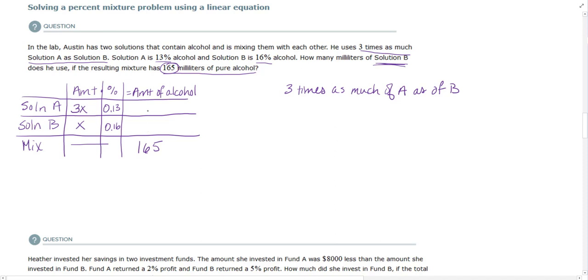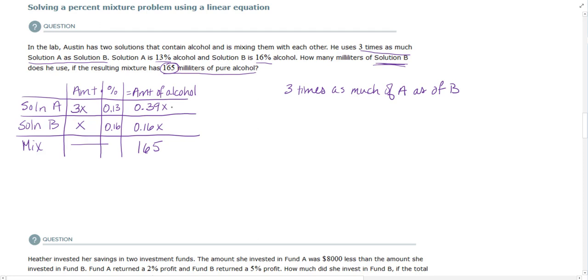So then to fill in these other 2 boxes so that I can create my equation, I am just going to multiply across. So I'm going to multiply 3x times 0.13. And if you're comfortable with it, you could go ahead and do 3 times 0.13 is 0.39. So this will be 0.39x. So we're just multiplying these 2 together. And when I multiply in my second row, it's going to be 0.16x.